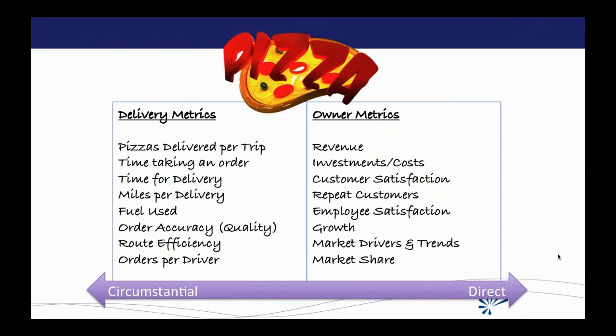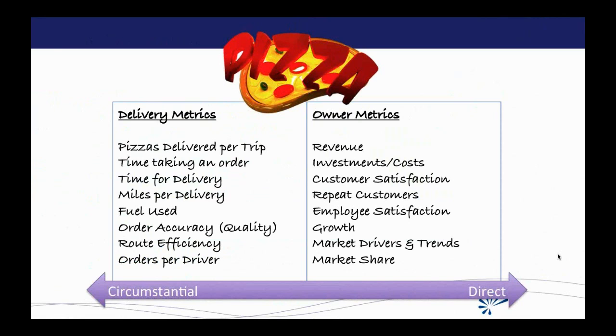So they might be indications of value, but the further they are to the left, the further they are away from real indicators of value, and that can cause a lot of issues for us moving forward, and we'll talk about those. So that's pizza.